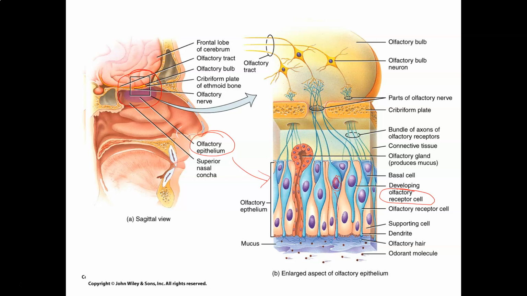A dendrite coming down with little hairs sticking into the nose, and then the axon on the other end. So, bipolar. These are bipolar neurons. Anyway, those are the olfactory receptor cells.